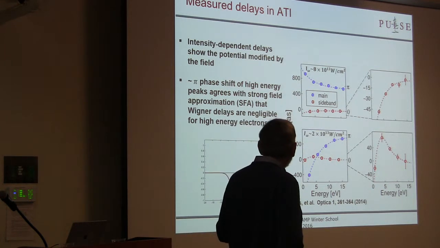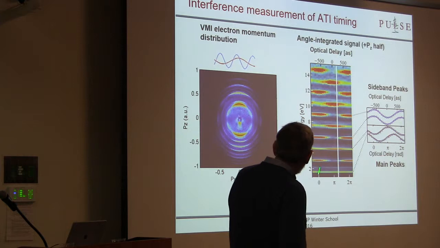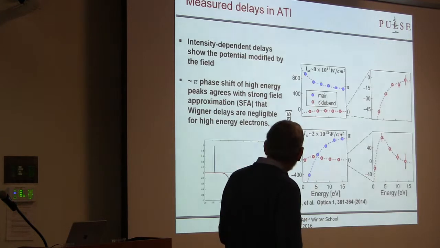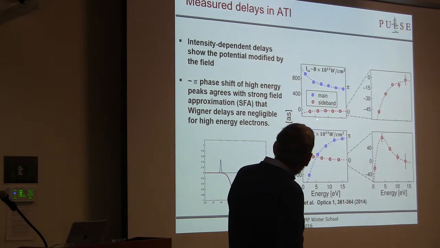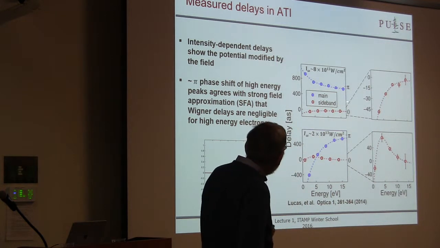All right, fine. So we plot that. All we're doing is plotting where these peaks are as a function of ATIP. And what we find is that the even and odd peaks are pi separate. That's actually what we expected. This is a strong field approximation result. But there is a very, very strong intensity-dependent effect for the low energy peaks.